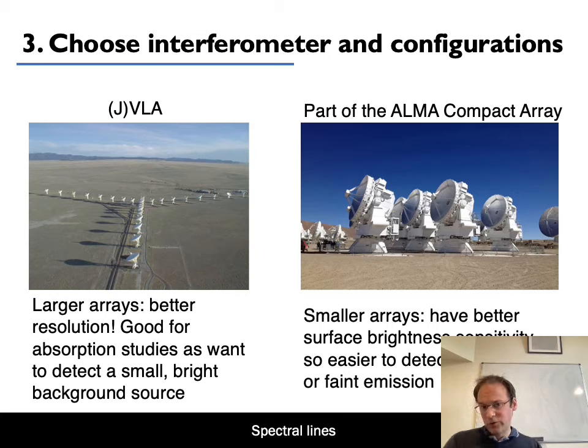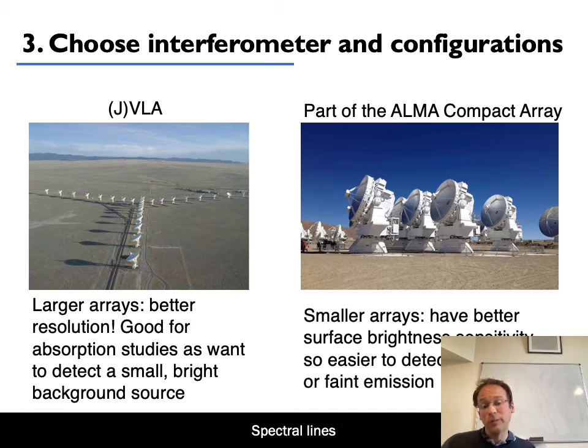Why do you care about that with spectral line work? Well, for example, if you're looking at absorption lines where you're detecting an absorption line against a compact, small, bright background radio source or millimeter continuum source, you may want to consider higher spatial resolution to be able to interpret the spatial distribution of the absorption that you detect against the background radio source.